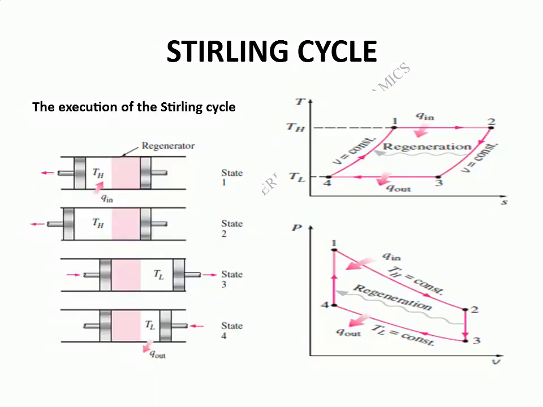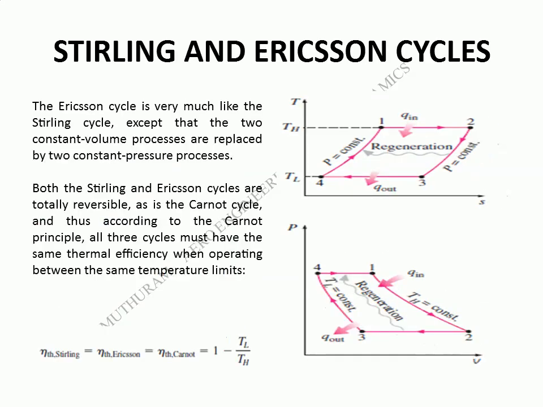Stirling cycle. The execution of the Stirling cycle. Stirling and Ericsson cycles. The Ericsson cycle is very much like the Stirling cycle, except that the two constant volume processes are replaced by two constant pressure processes. Both the Stirling and Ericsson cycles are totally reversible, as is the Carnot cycle, and thus according to the Carnot principle, all three cycles must have the same thermal efficiency when operating between the same temperature limits.